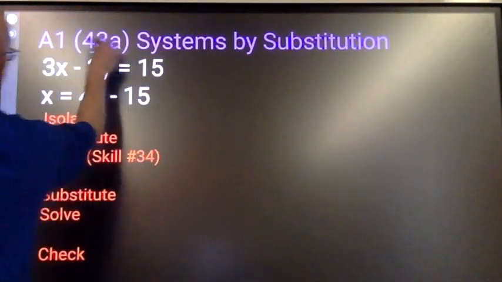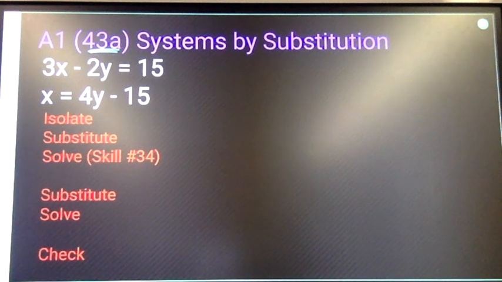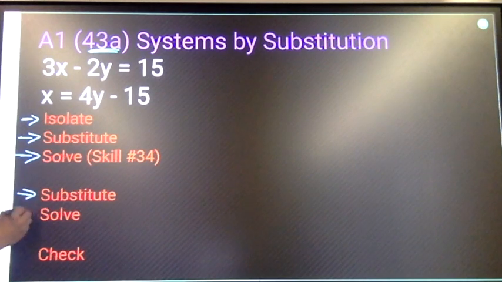Systems of equations by substitution, part A. Here are going to be our steps: isolate, substitute, solve, substitute again, solve again. Okay?